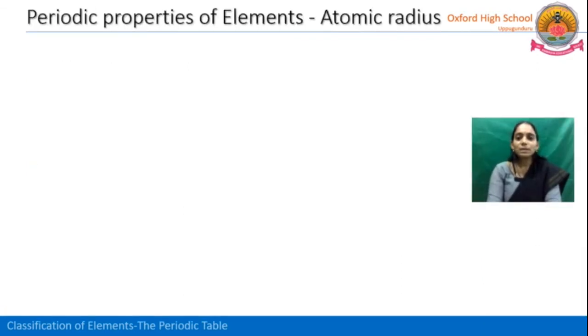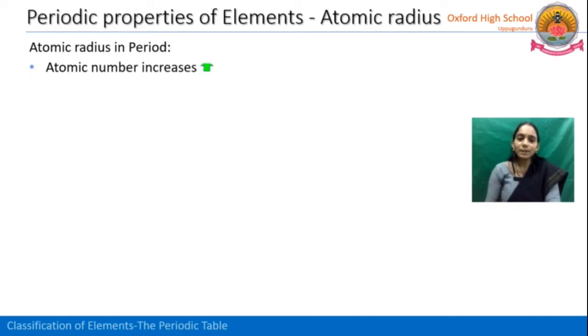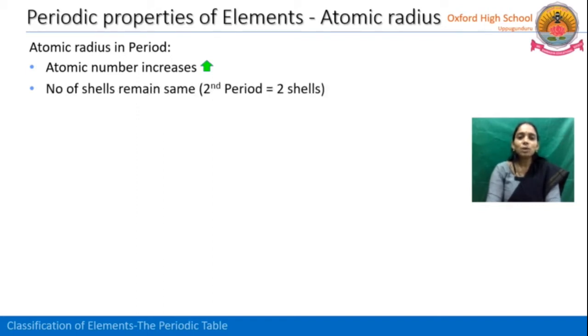So let us see here how the atomic radius is trending in groups and periods. For periods, first we will check. We know that all the periodic table elements are arranged in the increasing order of their atomic number. So atomic number increases across the period from left to right. Now I am taking here the second period: lithium, beryllium, boron, carbon, nitrogen, oxygen, fluorine and neon.